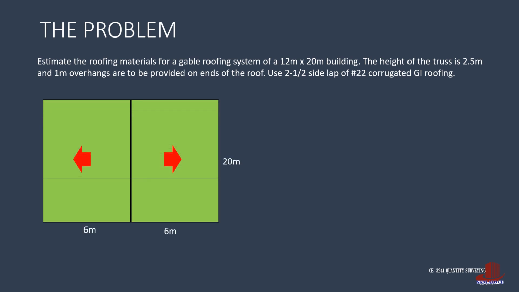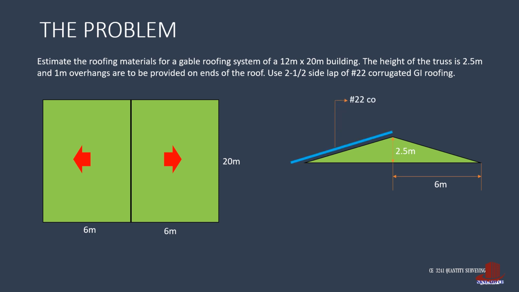First is to identify the building dimensions of 12 by 20, where the roof orientation will be aligned with the 20-meter side, which would show two roof leaves of 6 by 20 meter dimensions. From its cross-section, draw a triangle with 2.5 meters height and 12 meters base, giving 6 meters length of each roof leaf. The roofing stands as the hypotenuse of the triangle.